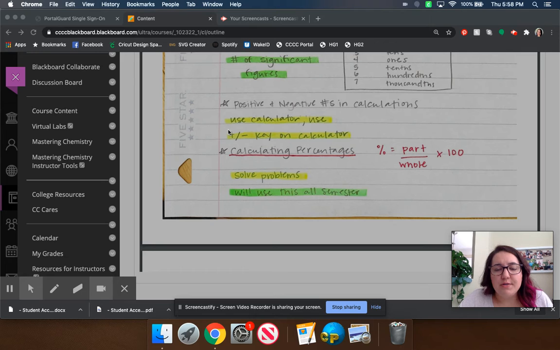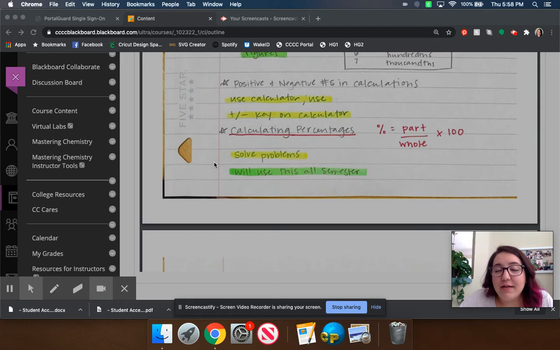There's also a section in the book on positive and negative numbers and calculations. Just use the calculator. You're going to be able to use it for every single calculation. So don't worry about getting hung up on positive and negative. It might have been a long time since you had a math class, but really it's just use the calculator. If it's a negative number, use the negative key.